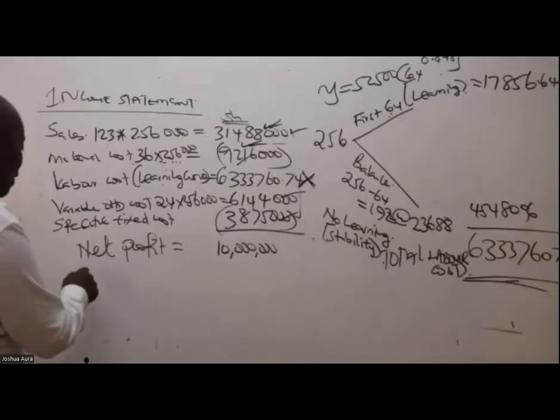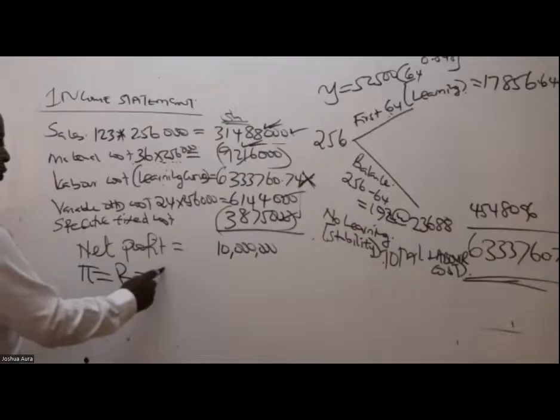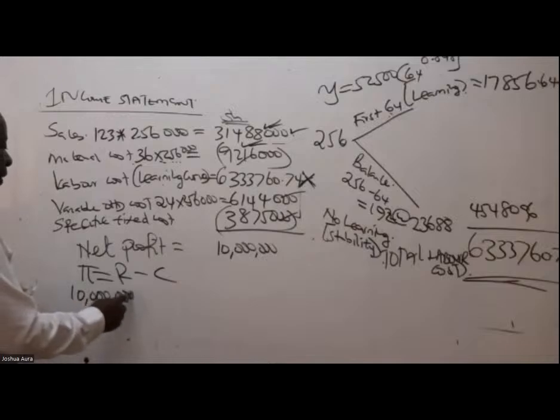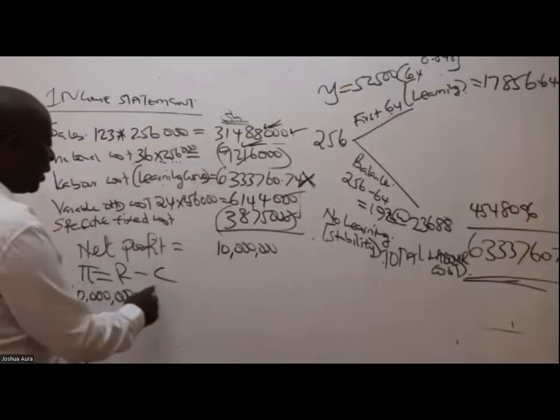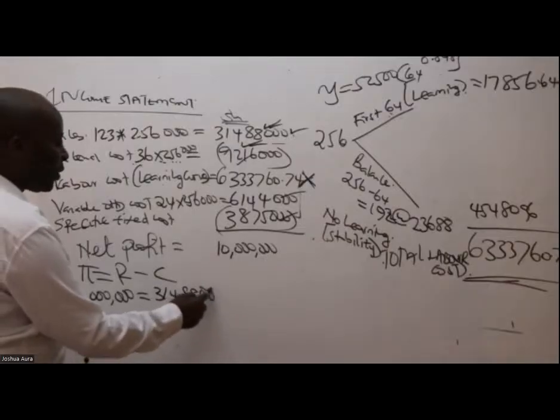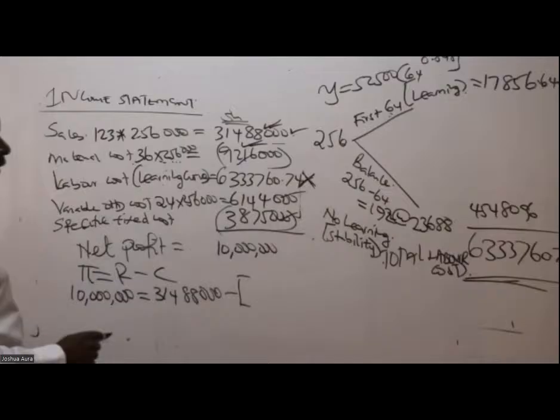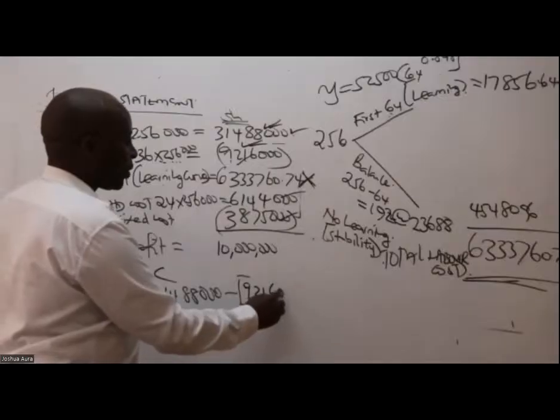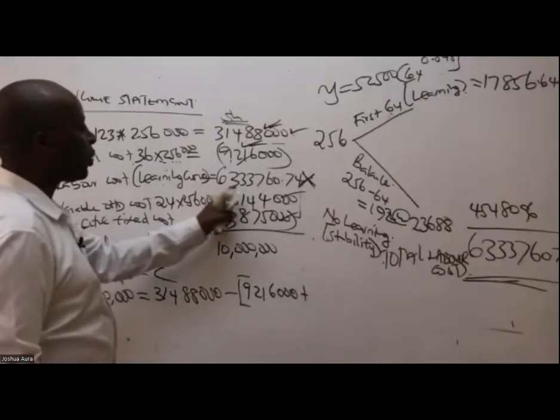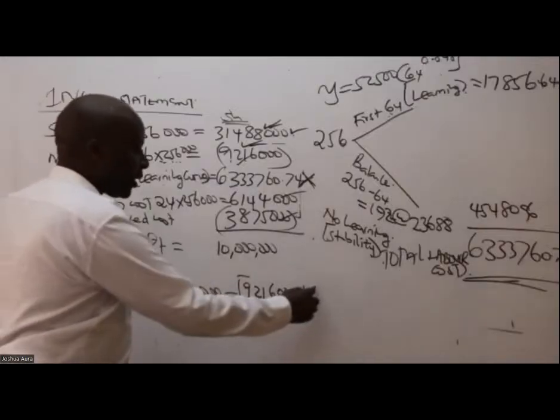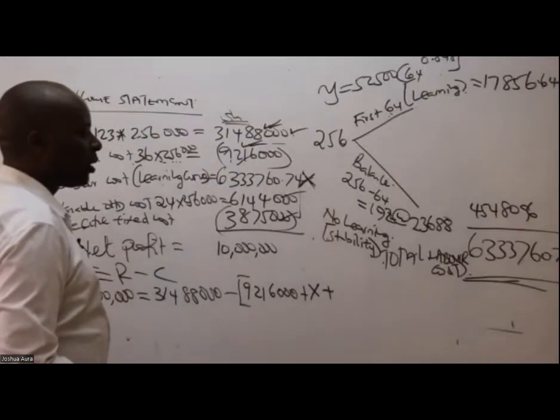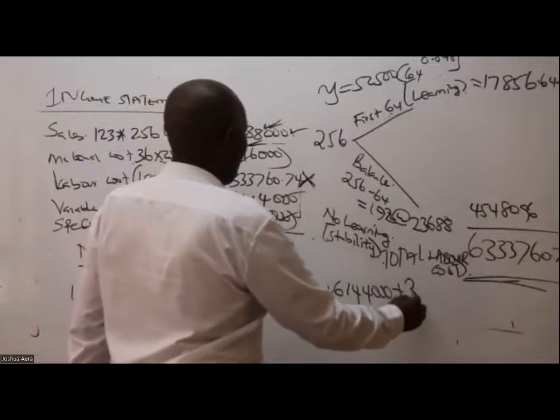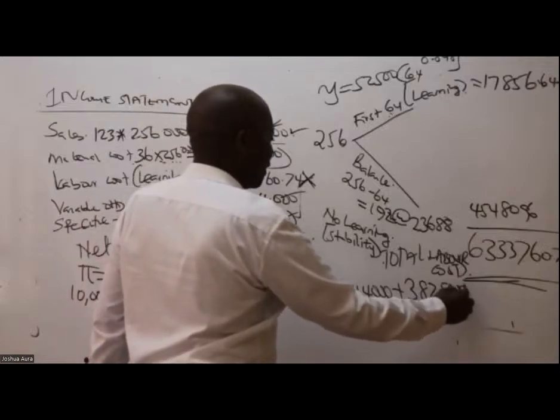So what I'll do is talk of profit, which is revenue minus cost. My profit here is 10 million, which will be equal to the revenue that I already have of 314,88,000, minus cost, put into brackets like that. The cost that will remain the same is 921,6,000, plus labor cost. I expect a different figure, so I'll let the new labor cost be X, plus 614,4,000 plus 387,5,000, like that.